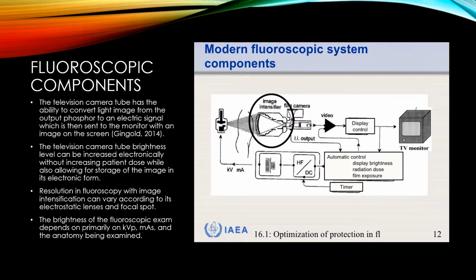The brightness of the fluoroscopic exam depends primarily on kVp, mAs, and the anatomy being examined. Fluoroscopy normally requires a tube current of 1 to 5 mA. The fluoroscopic system designed to maintain constant image intensity is automatic brightness stabilization, which is also short for ABS.